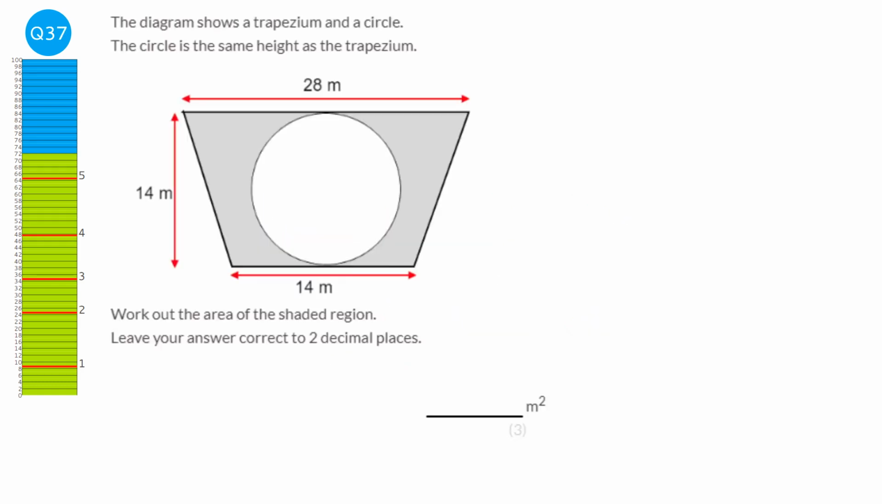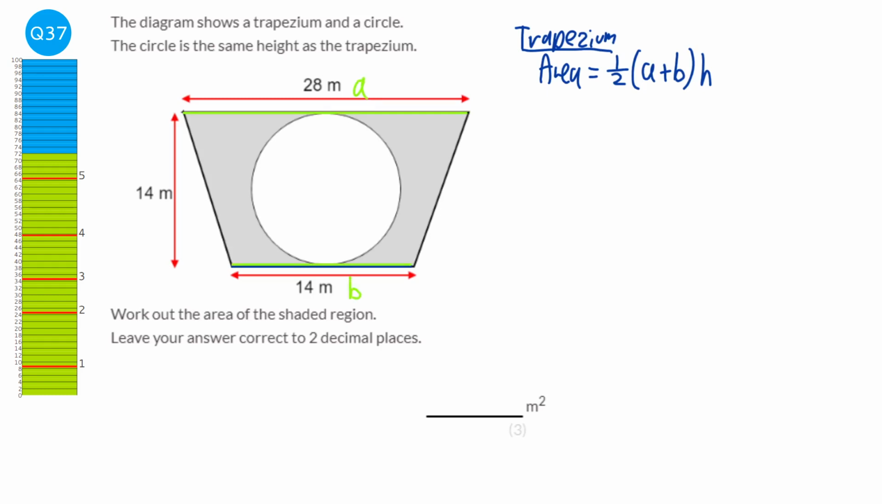So the first thing we're going to do is work out the area of the trapezium. And the formula for that is half brackets a plus b times h. Now a and b have to be the parallel sides. So here we've got the two parallel sides. Just pick a different colour. Here and here. So that is a and b.